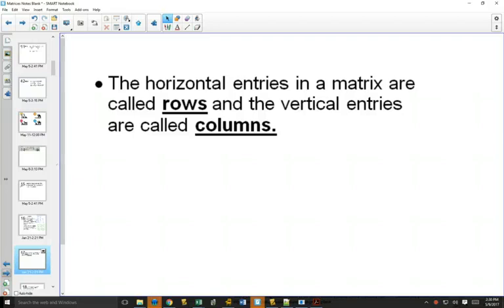So horizontal, those are your rows. The vertical ones are your columns. If you like to highlight things, this would be a wonderful thing to highlight. Rows, columns. Very nice.